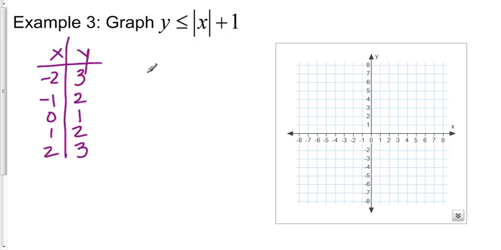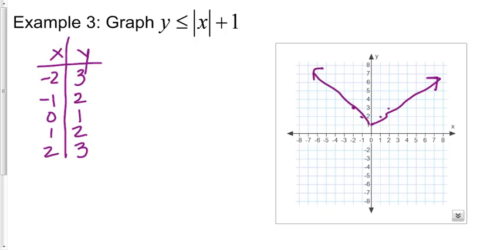Okay, now let's plot these points. We should know that absolute value graphs are V's, and that's what we're expecting to see here. -1, 2, 0, 1, 1, 2, 2, 3. Okay, and here's the center of the V. It's going to go up and to the right on this side. I know I'm not very accurate, and up and to the right on this side.